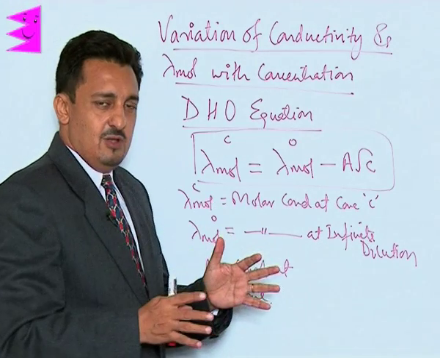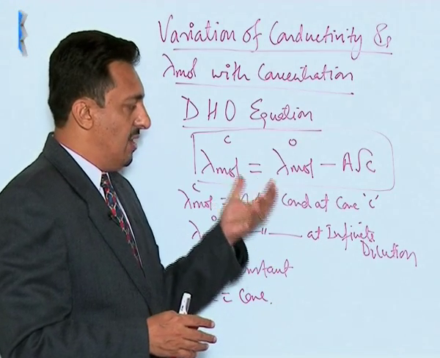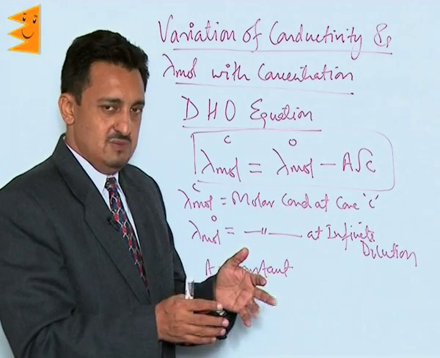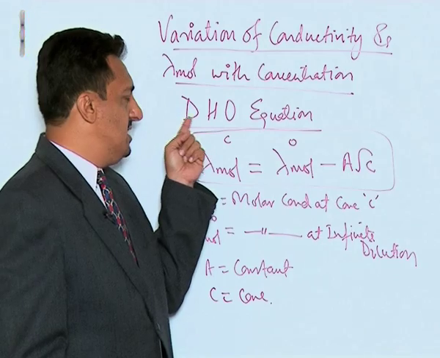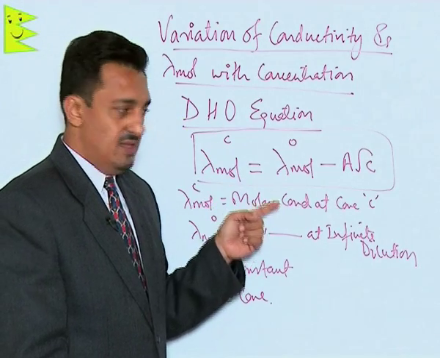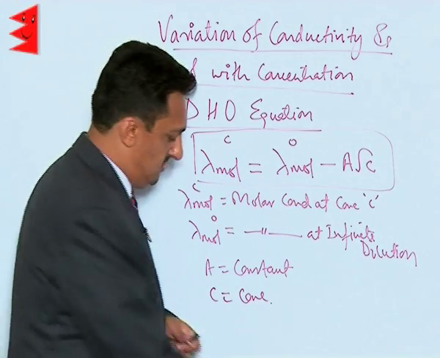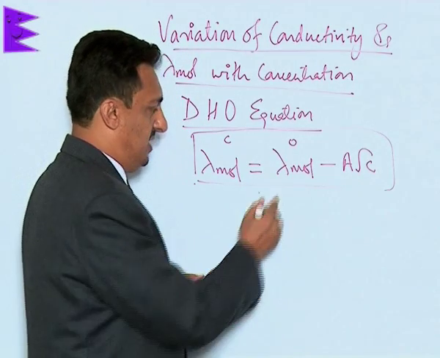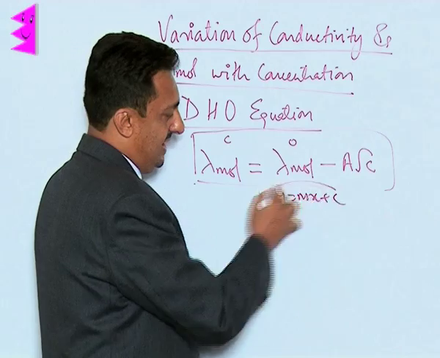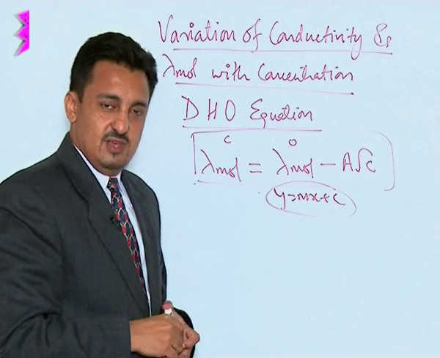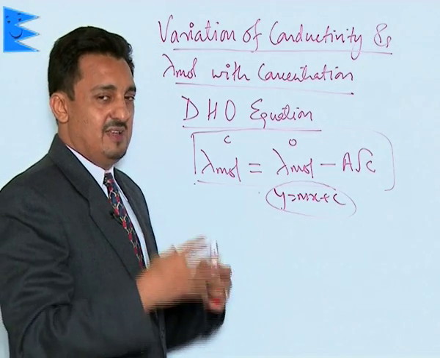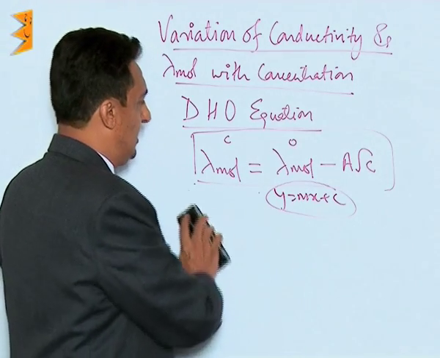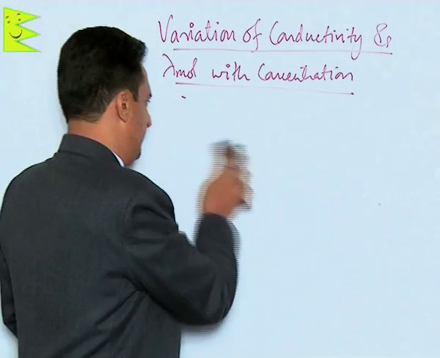How it comes, we are not bothered. The reason is that we have only the qualitative study of this equation, what interpretation we can draw from it. We don't have any numericals on this equation. So it's called the DHO equation, Debye, Huckel and Onsager equation. Now when we compare this equation with y equals mx plus c, which is an equation of a straight line, we can plot a graph to study the variation of the conductivity kappa and molar conductance lambda with concentration. Now let us see how this graph is drawn.